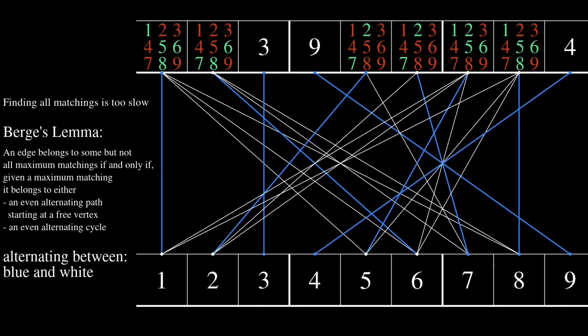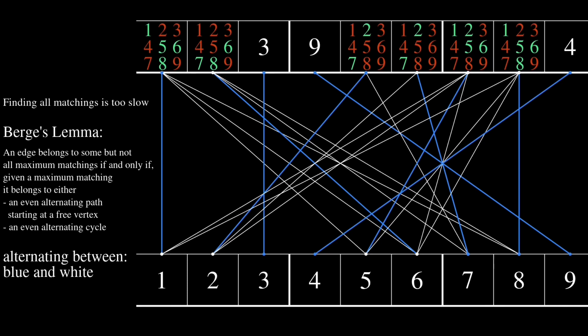And here the Berge lemma says an edge belongs to some, but not all maximum matchings, if and only if, given a maximum matching, it belongs to either an even alternating path starting at a free vertex or an even alternating cycle.